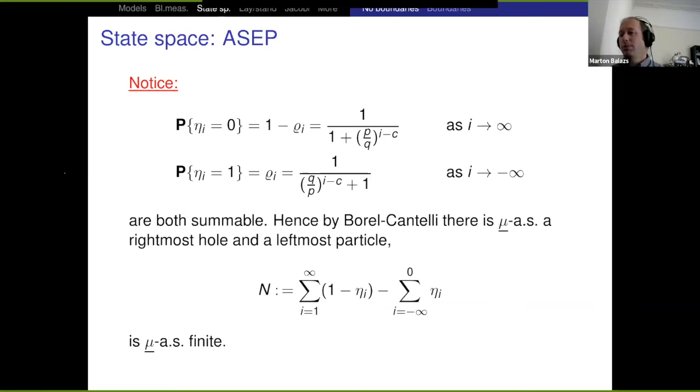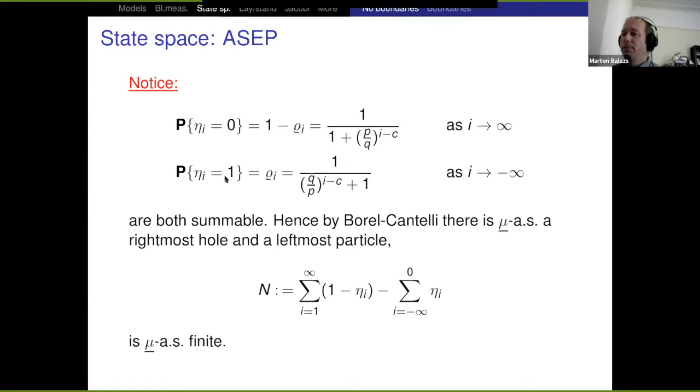Okay, so I'm going back to exclusion, and I'm going to explore this blocking measure a little bit more because there are some interesting features of it. The first thing I want to notice is the probability that you don't see a particle in that blocking measure. Remember we had this logistic formula for the density. That's one way of expressing it, 1 minus the parameter rho I. It turns out to be 1 over 1 plus p over q to the I minus c. Remember p is bigger than q, or in all of my talk p is going to be bigger than q, so there is a drift to the right. If you now take I to infinity, you see that this decays exponentially fast to 0.